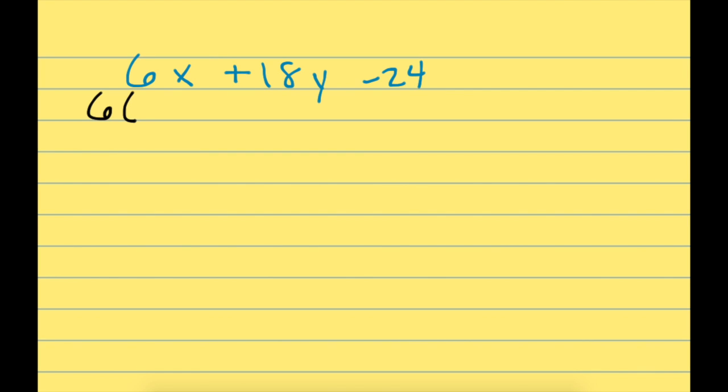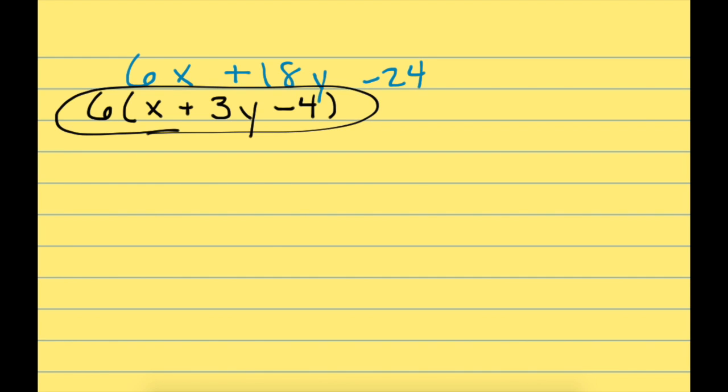Now when I divide 6 out of 6x, I'm left with x. When I divide 6 out of 18y, I'm left with 3y. When I divide it out of the negative 24, I'm left with negative 4. That's my factorization.